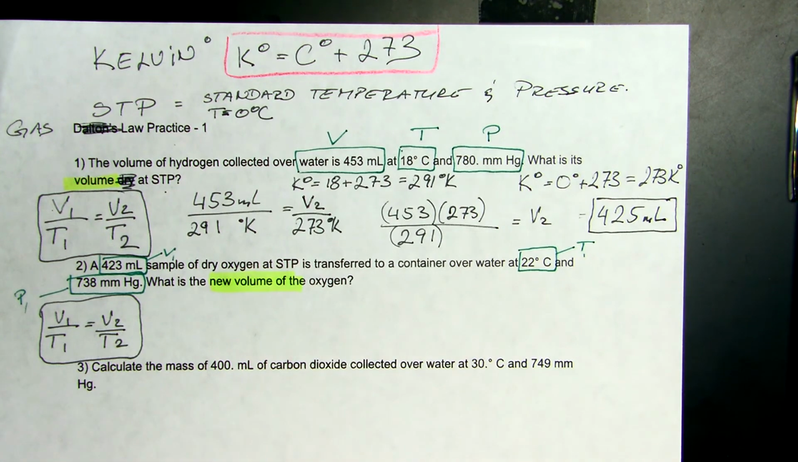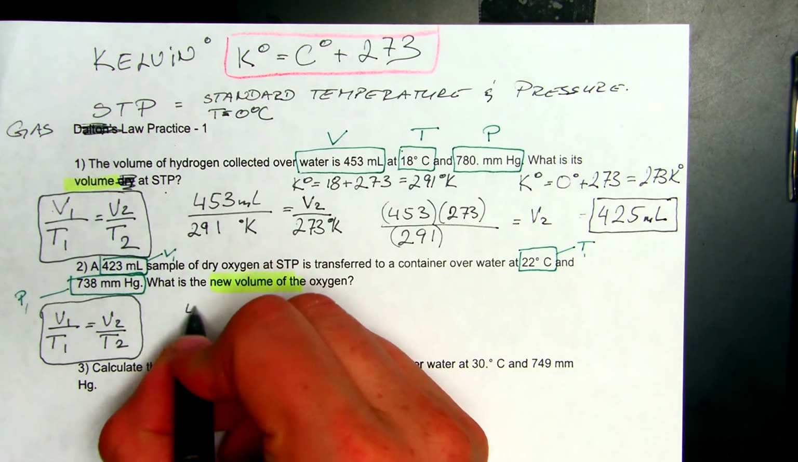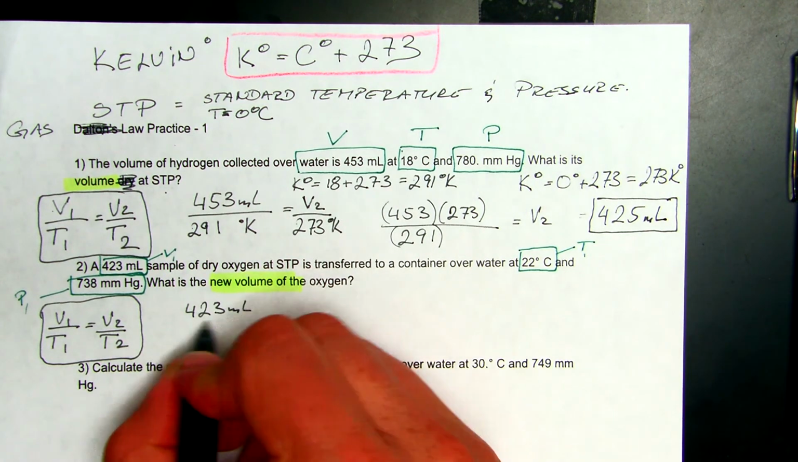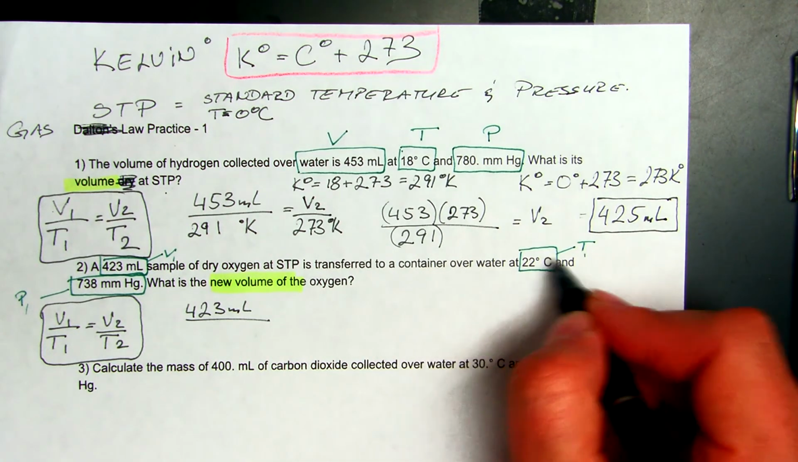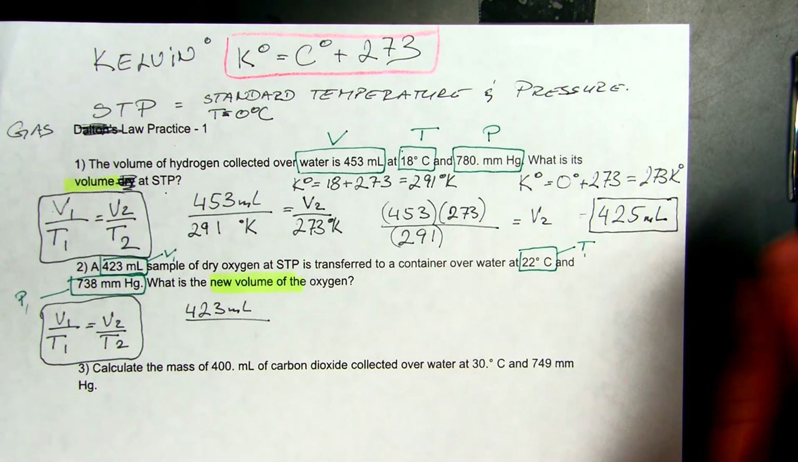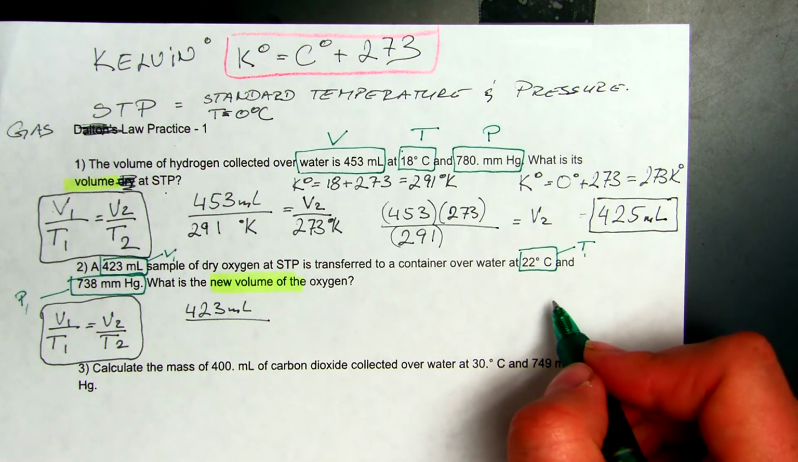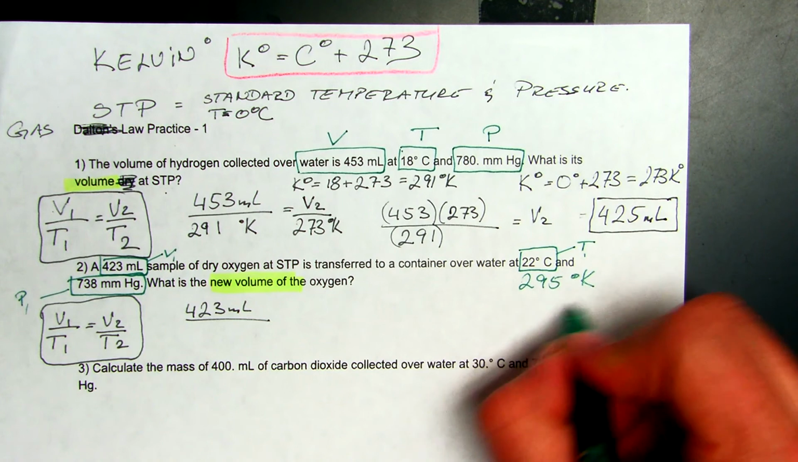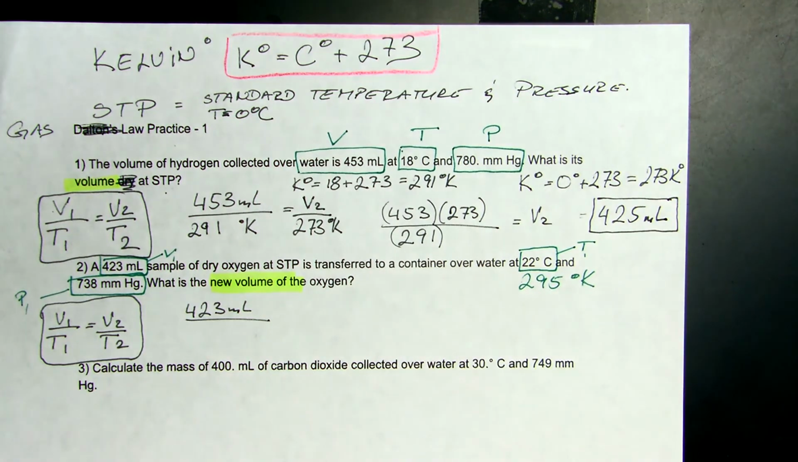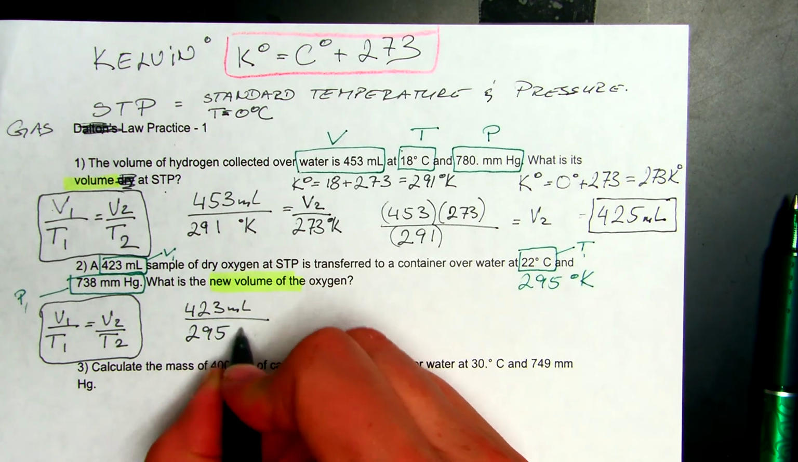What is my V1? It's 423. What is my T1? Can we change that to Kelvin, please? Can you just tell me what it is in Kelvin? Can you do the calculation by yourself? 295 Kelvin. How did he get that? That's right. You can also look at the previous problem. So 295 Kelvin.